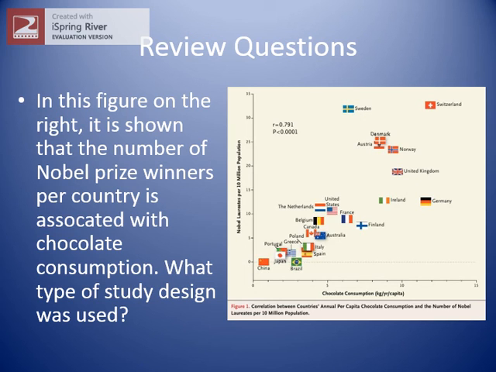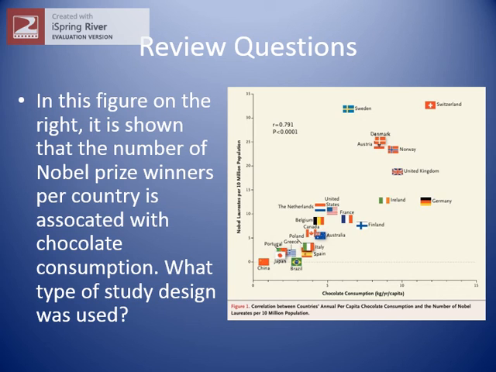Here's another one. In this figure on the right, it is shown that the number of Nobel Prize winners per country is associated with chocolate consumption. What type of study design is this? It gives it away a couple of ways. First is the type of graph. There's two axes, and you're simply looking at a correlation. Also, in the caption under figure 1, it says correlation. If you see correlation, that means cross-sectional, almost always.